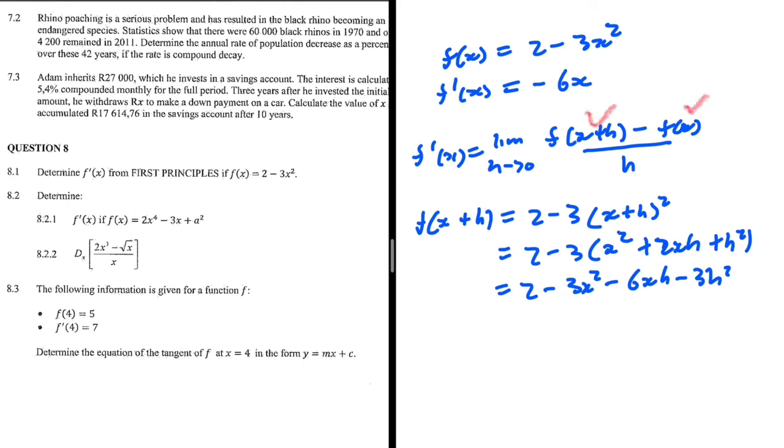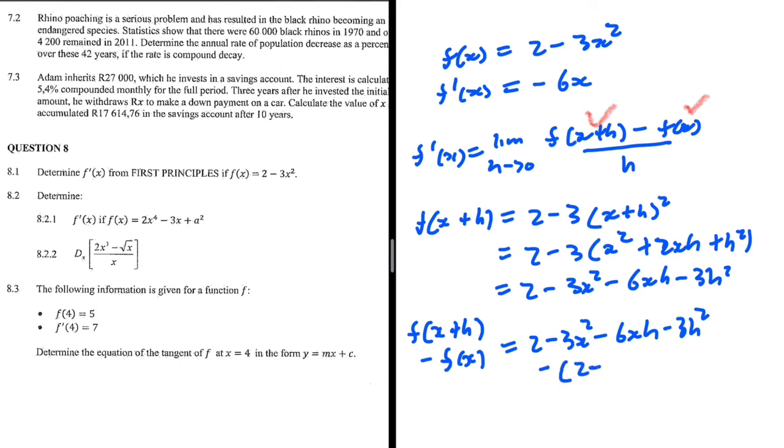Let's minus f of x. So f of x plus h minus f of x is going to be equal to 2 minus 3x squared minus 6xh minus 3h squared, minus f of x. f of x is 2 minus 3x squared. Okay, so this is going to be equal to 2 minus 2. 2 minus 2 is 0. And then minus 3x squared minus 3x squared, so that's going to be plus. So look at this. 2 minus 2 will give us 0. And then minus 3x squared plus 3x squared will give us 0. So we are left with minus 6xh minus 3h squared.